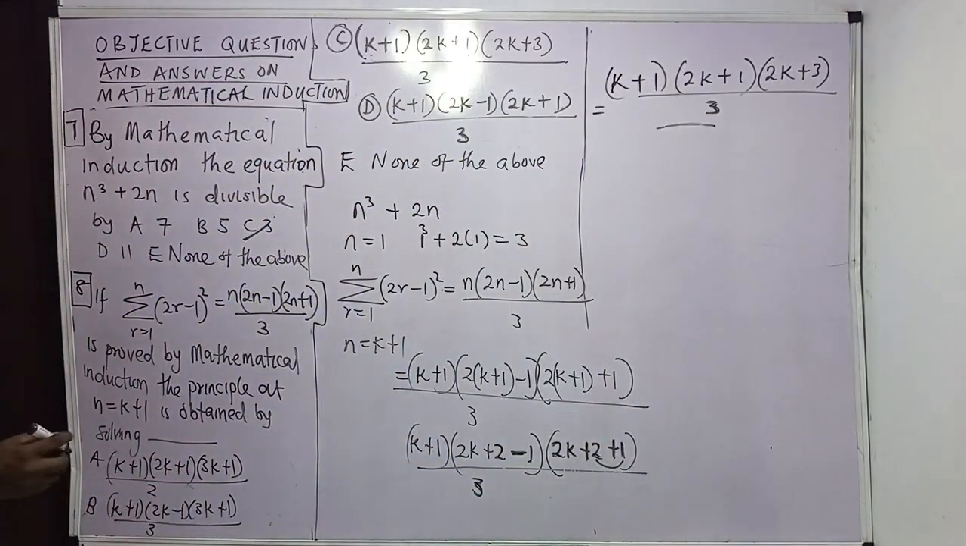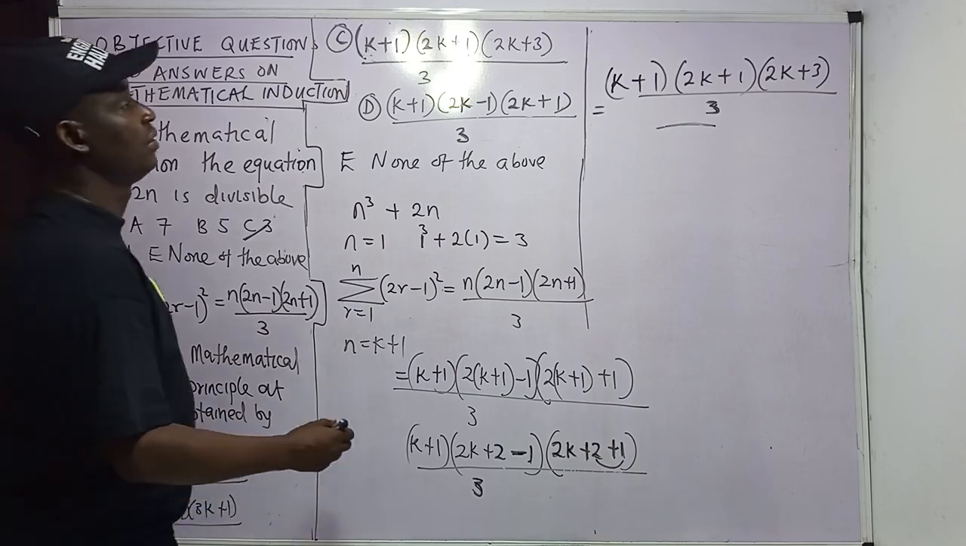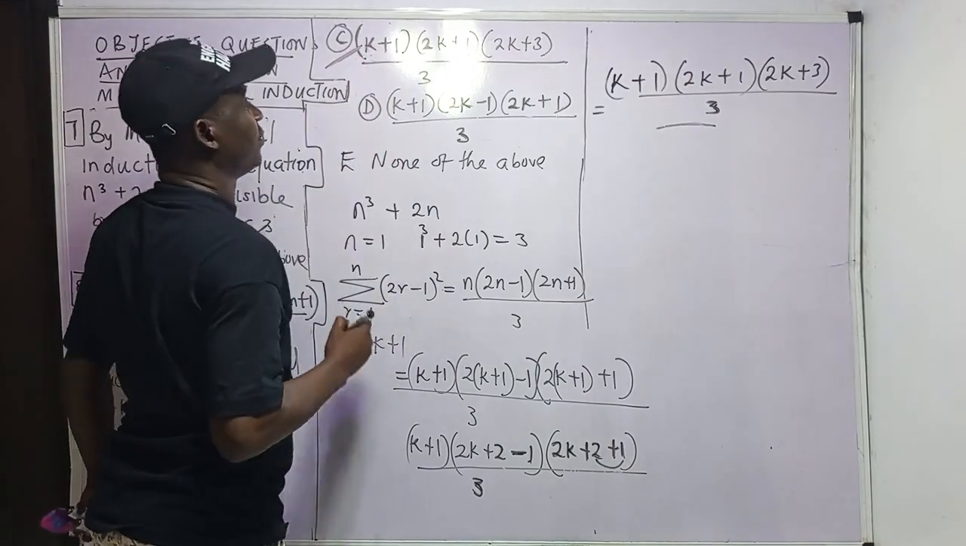Let's check the options. Option A is not correct. B, not correct. C, I think C is correct.